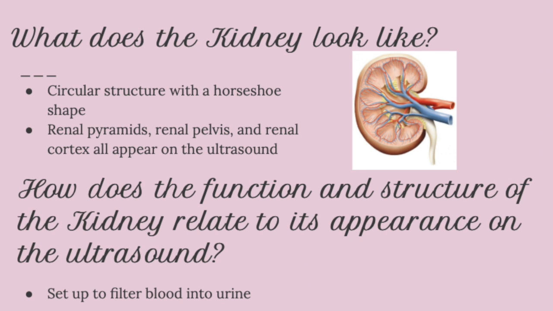What does the kidney look like, and how does the function and structure of the kidney relate to its appearance on the ultrasound? The renal pyramids are triangular in shape and appear darker than the renal cortex. The renal pelvis will appear white and produce lots of echoes within the kidney. When the probe is rotated 90 degrees to obtain a transverse axis view, the kidney looks like a circular structure with a horseshoe shape at the level of the renal pelvis. The structures in the kidney are set up to filter blood into urine. The amount of liquid in the kidneys during an ultrasound is not enough to make it appear black. Therefore, that's why they are dark gray.